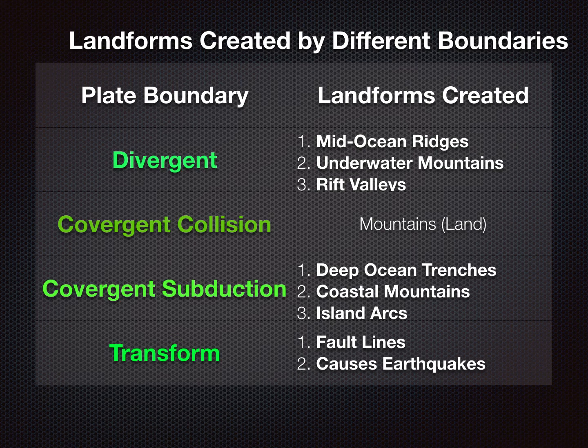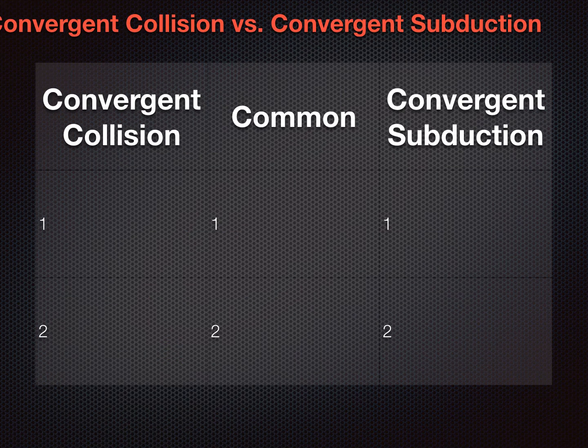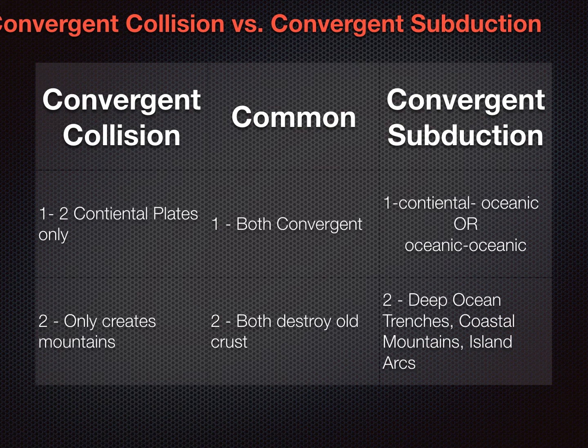Now, looking at those two convergent boundaries, we have to be able to compare and contrast them. So if we're looking at this, with convergent collision, you need two continental plates. If there's not two continental plates, it can't be convergent collision. And it only creates mountains. That's the other difference for convergent collision.